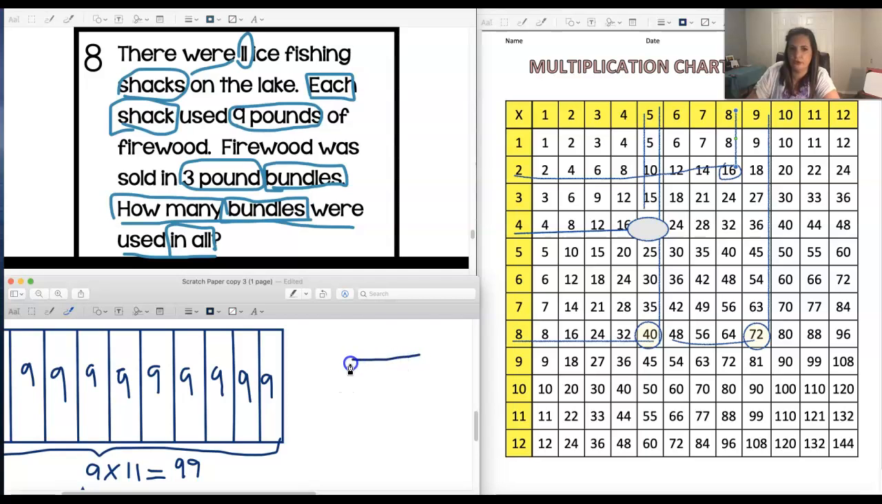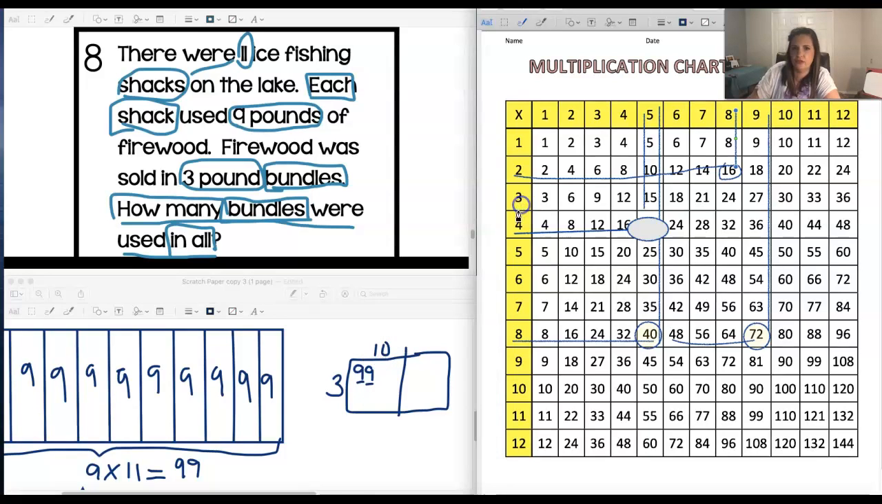So I'm going to do an area model. I'm going to put my total on the inside, 99. And since it's 3-pound bundles, that's how much each group is, but I need to know how many groups. Okay. I have a 2-digit number, so I'm going to divide this into tens and ones. So I'll start with my tens. 3 times 10 is 30, but I need to get to 99. So let's go to our 3.